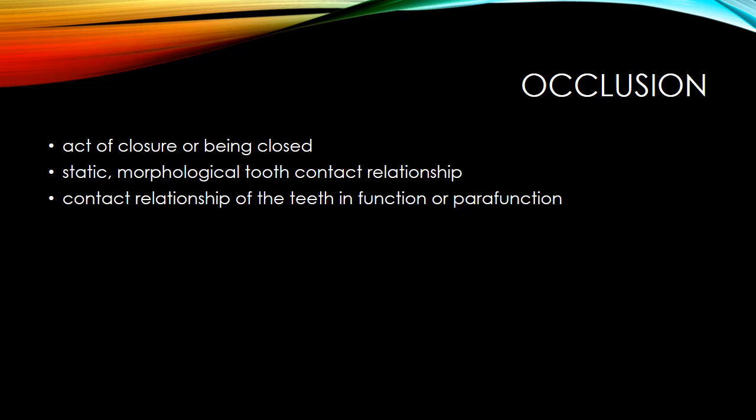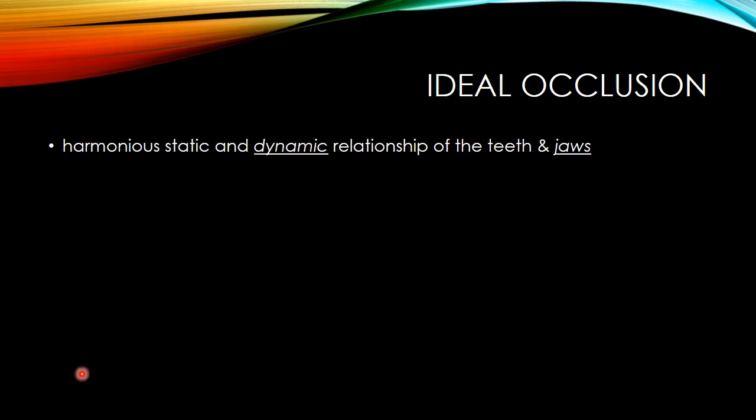Several researchers have tried to define an ideal occlusion, and one of them is Edward Angle, the father of modern orthodontics. Ideal occlusion is now defined as the harmonious static and dynamic relationship of the teeth and the jaws. So now it also includes the jaws in a dynamic relationship.